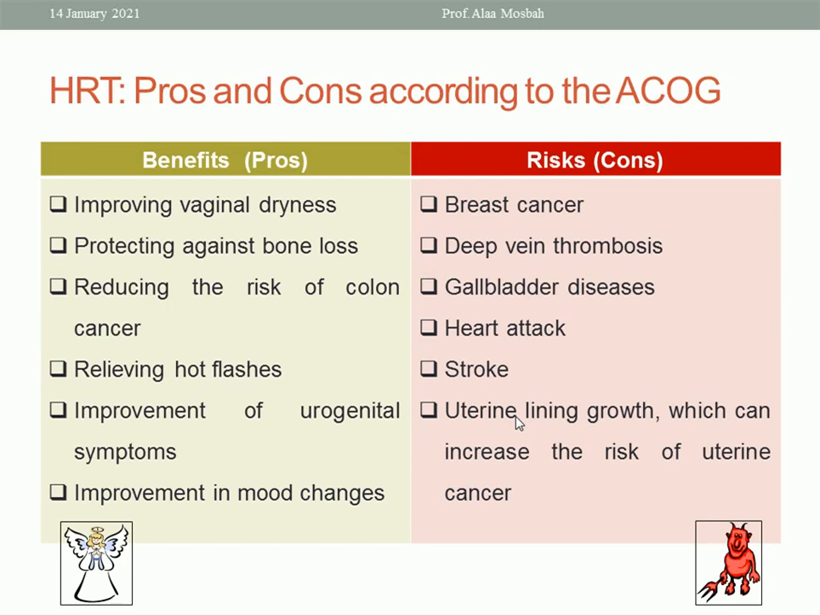Okay, breast cancer, deep venous thrombosis, heart attack, gallbladder diseases, stroke, uterine lining growth, and uterine cancer are possible risks for HRT, although it is minimal risk, but it can happen and should be considered. And the risk increase, as we said, if the duration of use of HRT extend beyond 5 years.